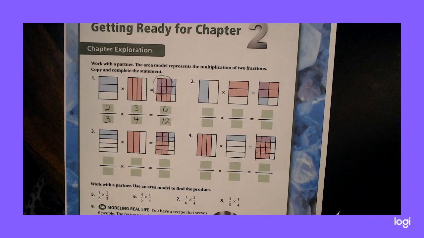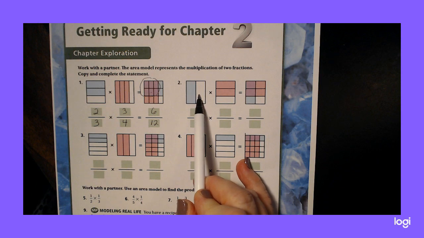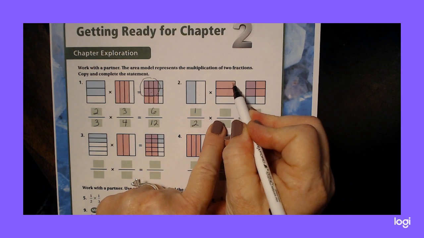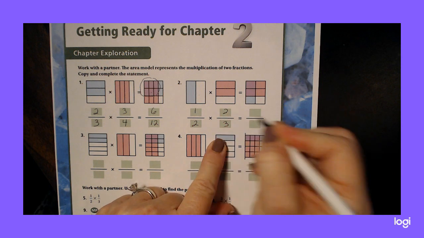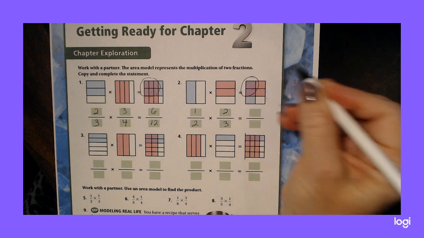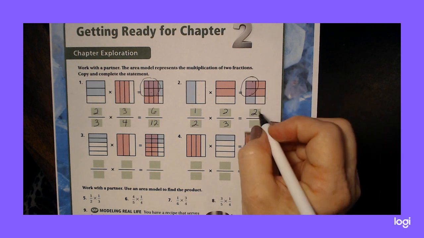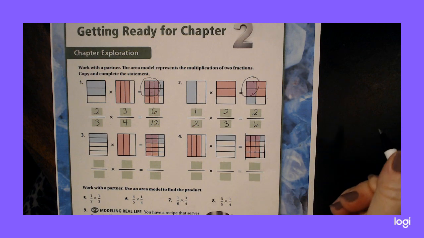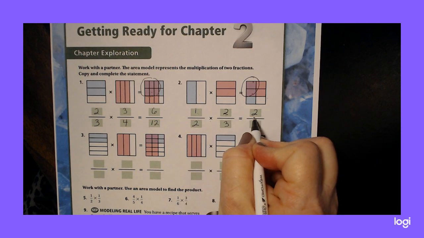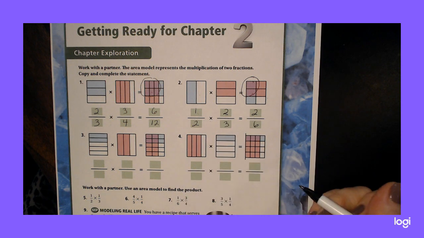Let's look at our next model. This model shows 1 out of the 2 pieces colored. Our second one shows 2 out of the 3 colored. Let's circle where they overlap. It looks like it's right here, which is 2 of them, out of a total of 6 boxes. Once again, my numerators, 1 times 2 is 2. And my denominators, 2 times 3 is 6.